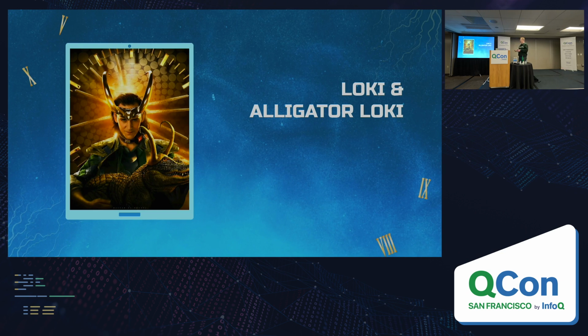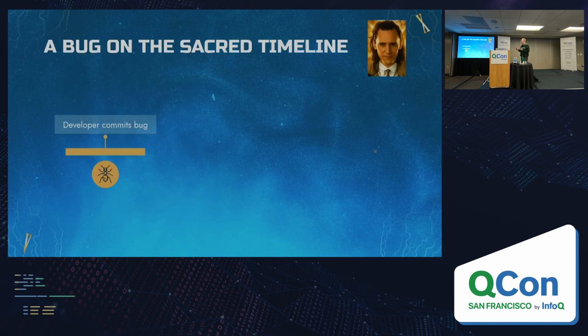In one of them, for example, Loki is an alligator, which, as you might imagine, leads to all sorts of shenanigans. And in the show, there's this concept of the sacred timeline. So there's the one timeline that they're trying to keep everything on, and all of the other timelines somehow diverge into some weird apocalyptic situation, so they're working to keep everything on this sacred timeline. So I'm going to talk about what a bug might look like on this sacred timeline.